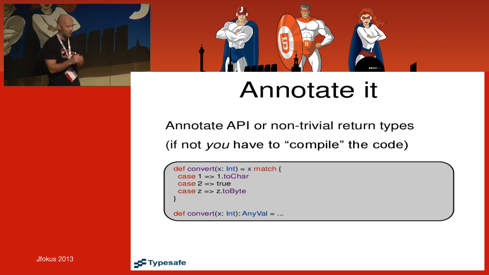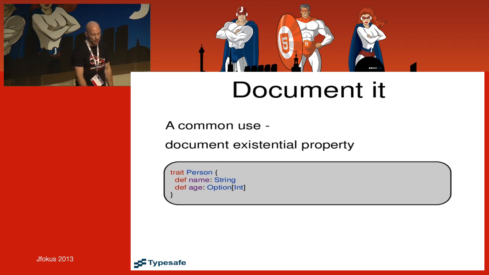Okay, so here we have pattern matching. So if x is 1, then we're returning a 2 character. And if it's 2, then we're returning a Boolean. And if it's something else, called c, then we're returning a byte. And here we have to understand the class hierarchy in Scala to realize that it's an AnyVal that's being returned. So it's much better if you just annotate that. It doesn't cost very much. So I encourage you to do that.